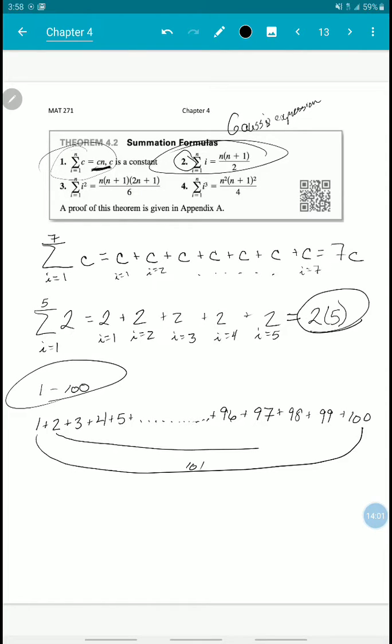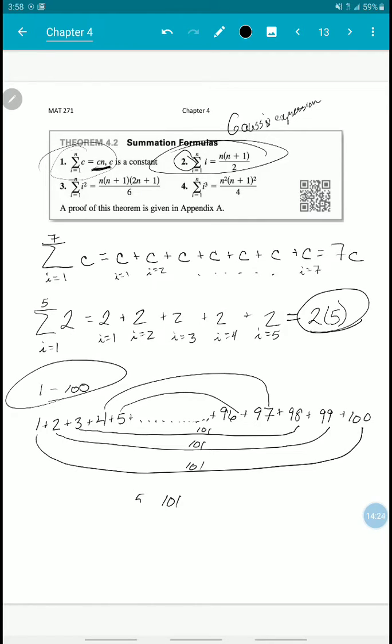What if we were to add the second one and the next to last one together? What would we get? We're going to get 101. What about if we pair the third one with the third from the end? We're going to get 101. So if we were to keep pairing these, we're going to get sums of 101 every time.